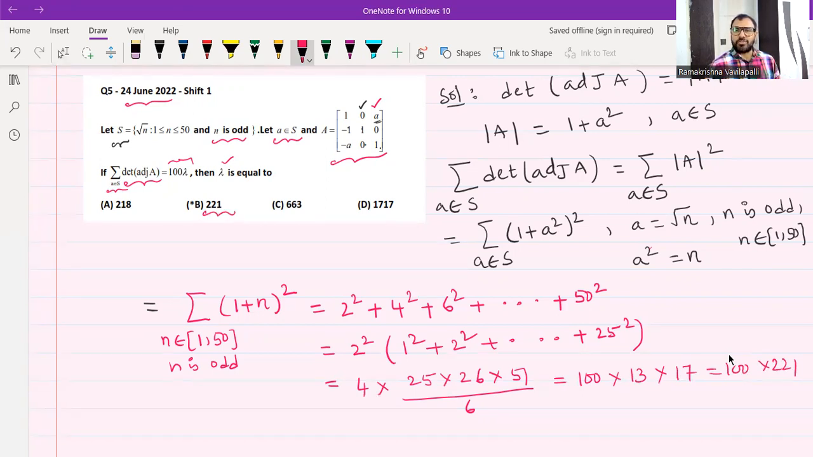Similar way, you try to solve the remaining questions. Otherwise, I'll upload the solutions of the remaining previous JEE Main questions also.